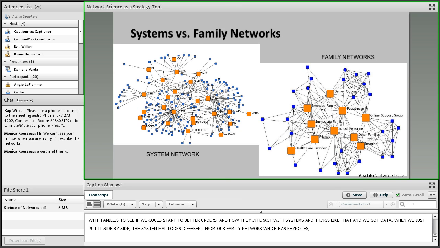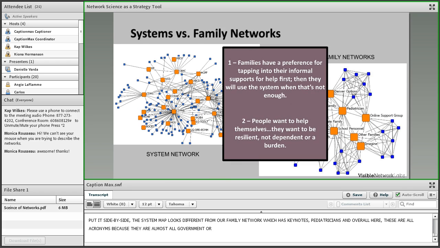We started doing surveys with families to see if we could better understand how they interact with systems. And we got data, and when we put it side by side, the system map looks really different from our family networks, which have key nodes that say things like immediate family, school personnel, friends, pediatrician. And over here, these are all acronyms because they're almost all government or some kind of agency that provides services, a much more formal connection.